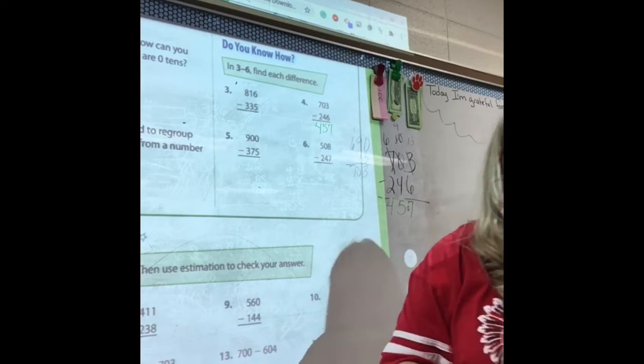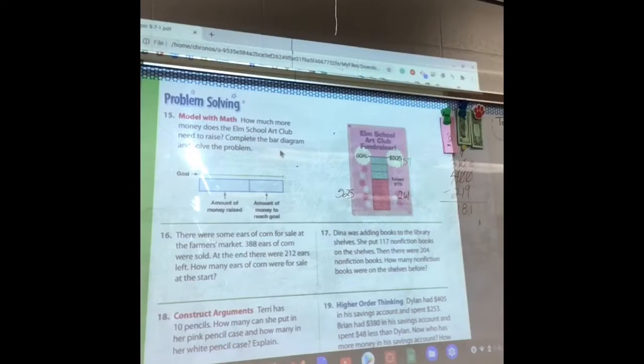I'm going to stop there. We're going to do some more here in class. Okay, so we're doing number 15. This is on the back. It says, how much more money does Elm School Art Club need to raise? Complete the bar diagram and solve the problem.